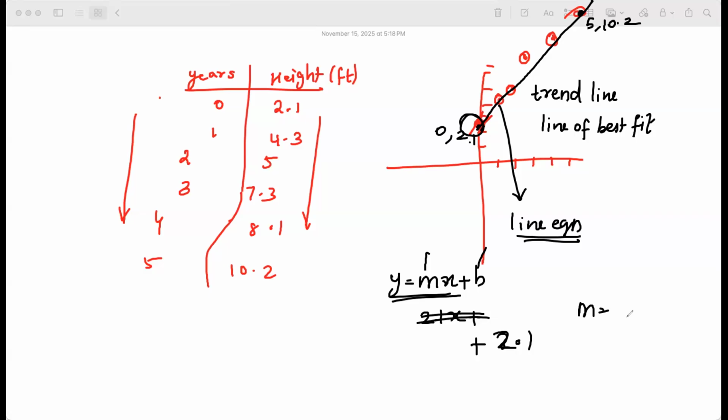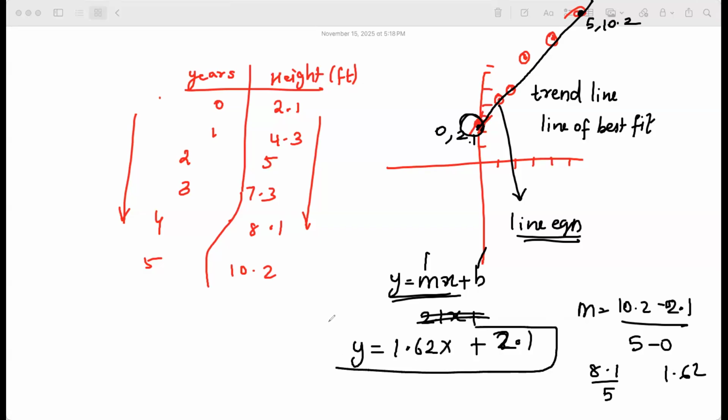Can I choose these 2 points? 10.2 minus 2.1 divided by 5 minus 0. Can I do that? 8.1 by 5, can I do that? 1.62, correct? So 1.62x plus 2.1. Make sense? This is the equation of my trend line, or the equation of best fit. Make sense? Can I move on?